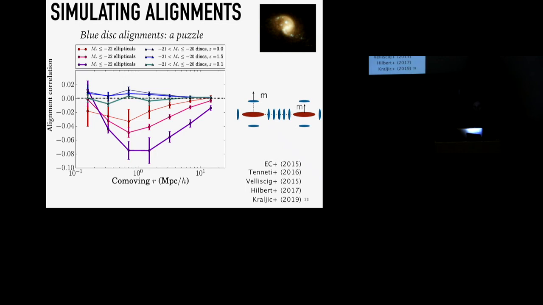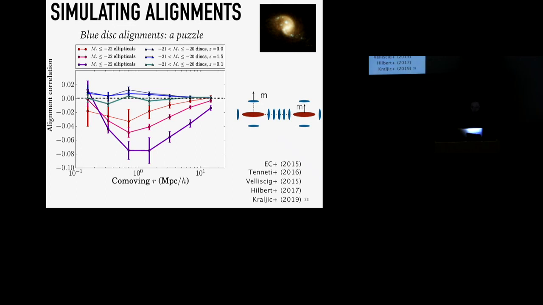On the one hand, that might explain why we're not seeing alignments of blue galaxies today in the data. But on the other hand, other simulations tend to predict different trends for these blue galaxies. So there's still a bit of a puzzle. Why do the blue galaxies align the way that they do in some simulations, and why don't they in other simulations?